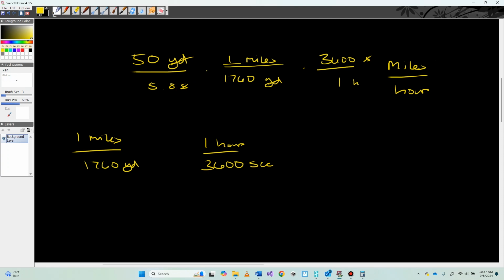And the conversion expression, it's not an equation, it's an expression, is going to be 50 times 1 times 3,600 divided by 5.8 times 1,760 times 1. And if you put all of that together, you will get the final answer, 17.6 miles per hour. And that's how you go from one rate to another rate.